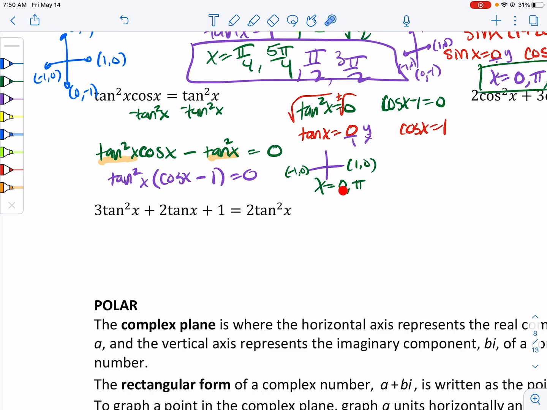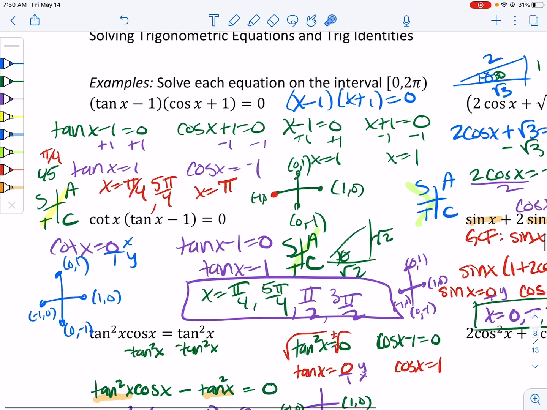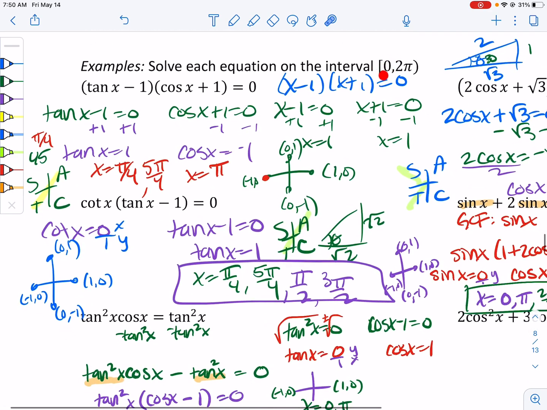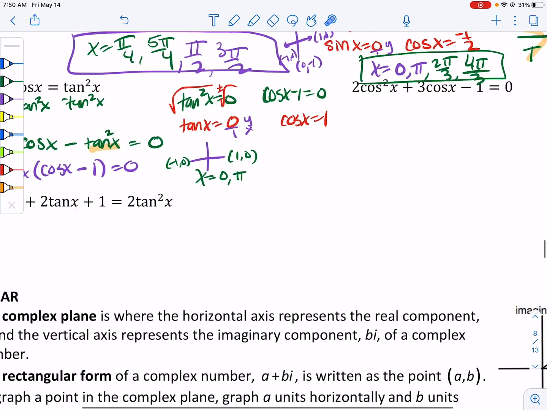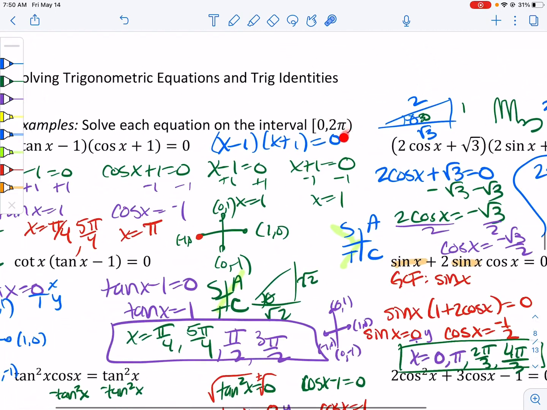Again, I'm using 0 instead of 2 pi because of how the instructions are worded, that we're going from the interval bracket 0 to 2 pi, parenthesis. There we go.